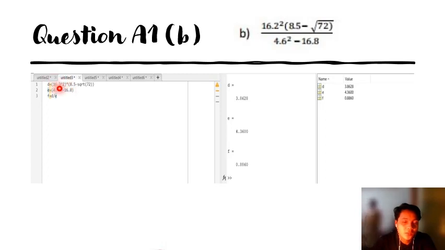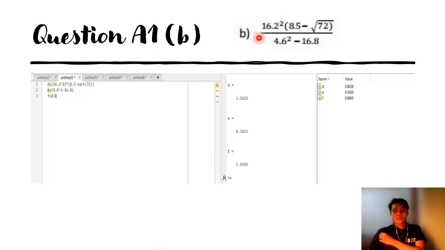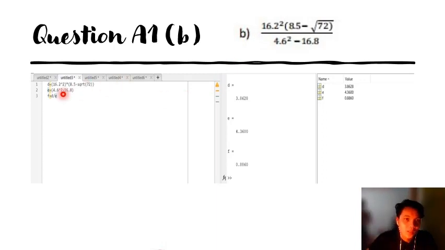For the power part, we need to use the arrow upwards, while for the square root of 72, we use the sqrt function. And then we just calculate as usual, and for D, we get the value 3.8628, and for E, we get the value 4.36. So when we divide D over E, we get the answer 0.8860.